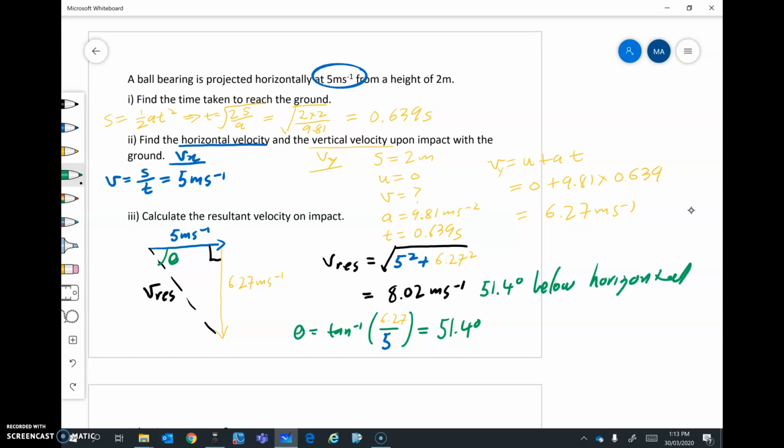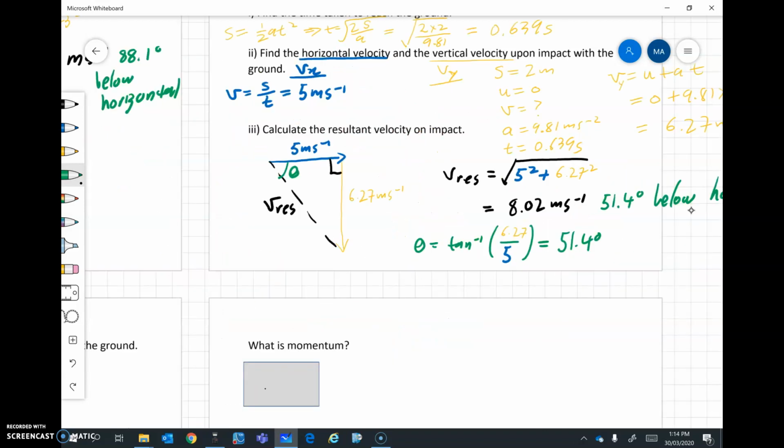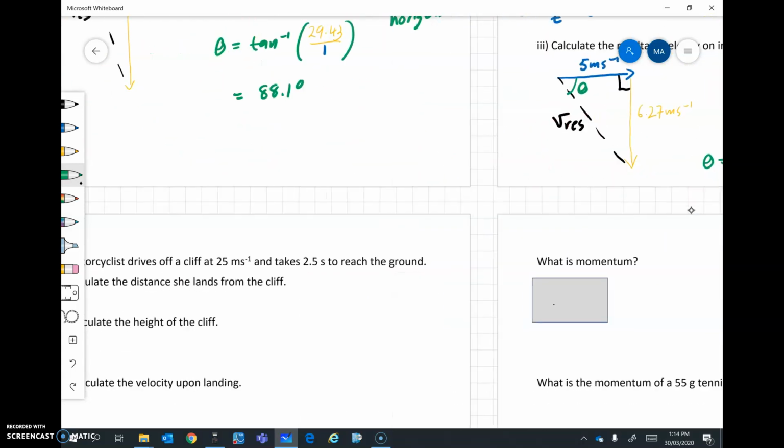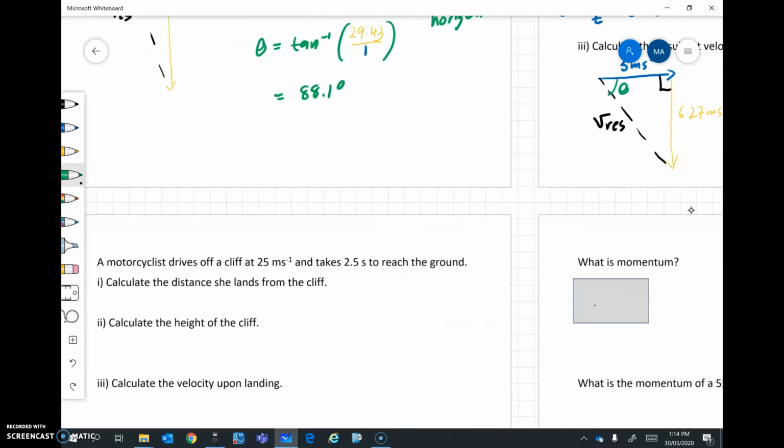All right, thanks for watching, everyone. Go ahead and try the next example with this motorcyclist driving off a cliff, and there'll be further projectile motion questions in the assignment.